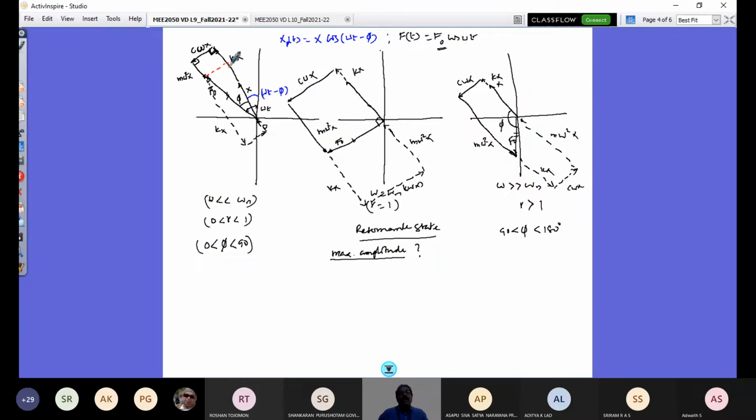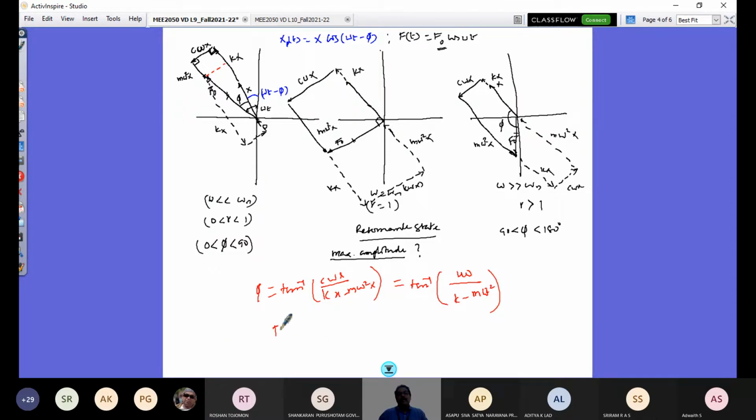So I can look here to say what is my phi. This phi would be tan inverse of the opposite side, c omega x, by the adjacent side. This side would be kx minus m omega square x. This x is common, so it goes. So you would have phi as tan inverse of c omega by k minus m omega square. This is how you can remember the phase angle.